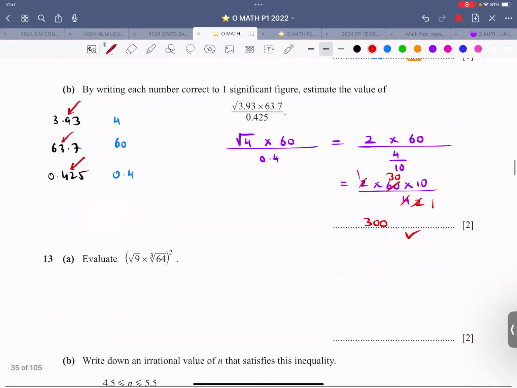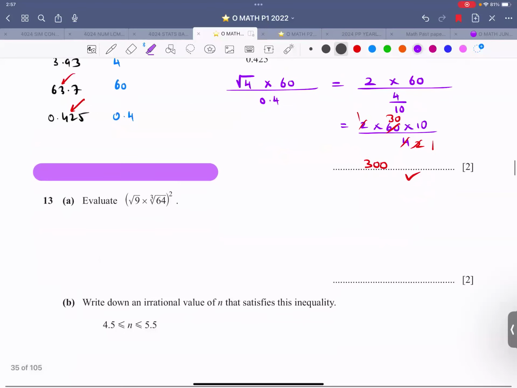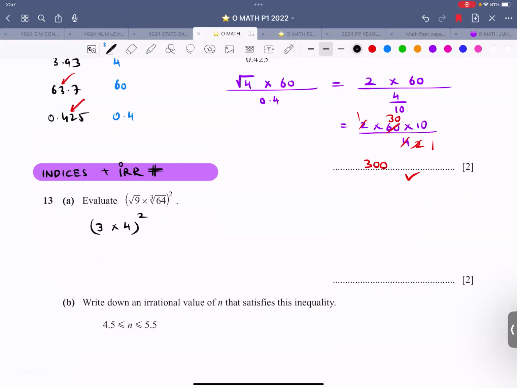The next one is a question on indices and something about rational and irrational. So let me write it down. This is indices and irrational numbers. Evaluate root 9 into cube root of 64 square. Root 9 is 3. Cube root of 64 is 4 raised to power of 2. That can be written as 12 square, which is 144. That can also be written as 3 square into 4 square, which is 9 into 16, which is also 144.